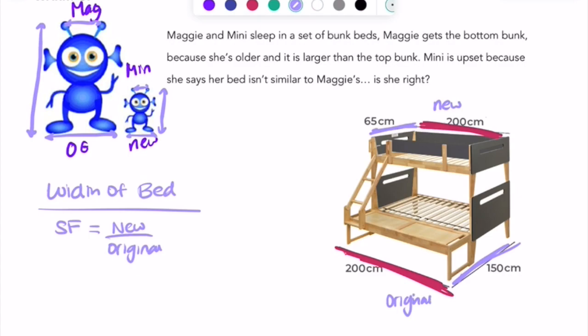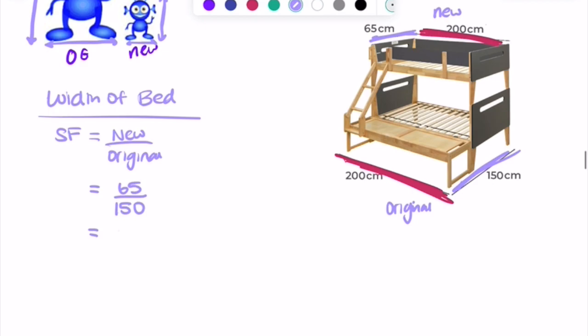So we're going to take those two measurements of the width, 65 and 150, and use them to find my scale factor. Now we could plug this into our calculators and get a decimal, or we can figure out what it is as a fraction and reduce it. Both are totally acceptable. I'm going to do both, just for the sake of practicing. I know that the top and bottom here are both divisible by 5, because they both end in either 0 or 5. 65 divided by 5 is 13.